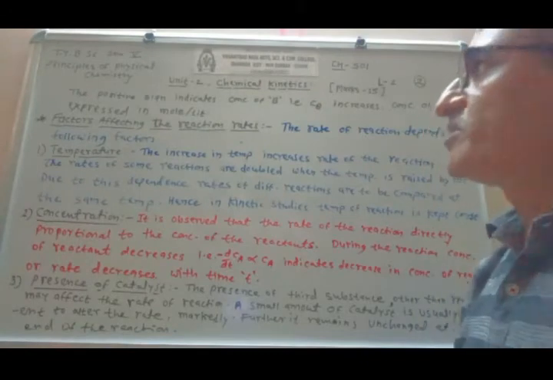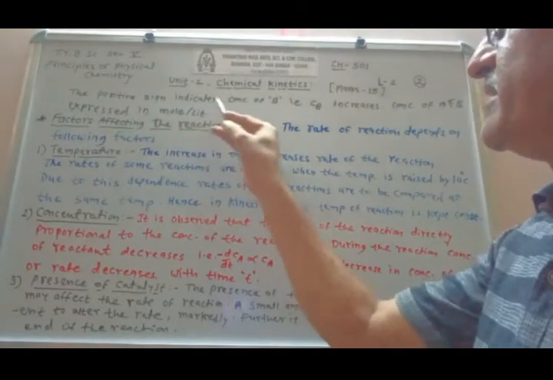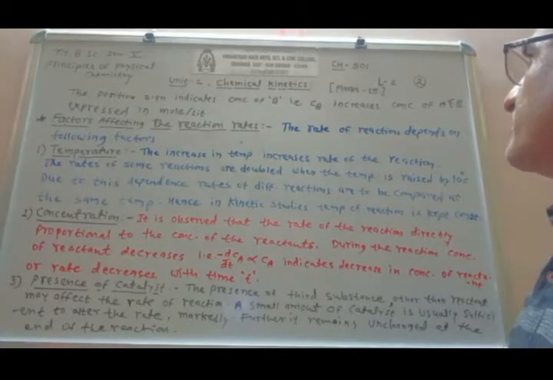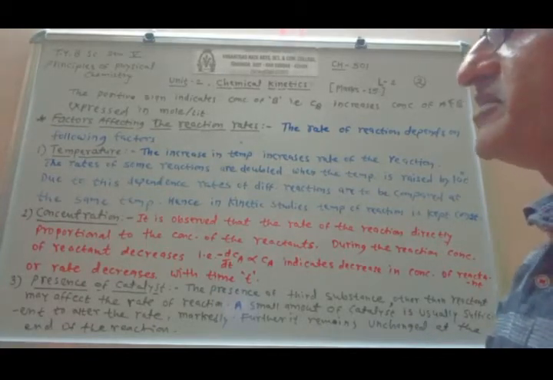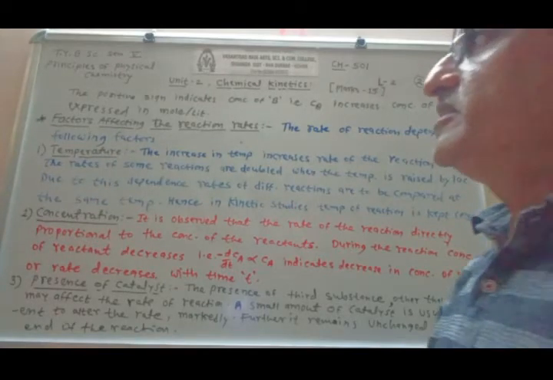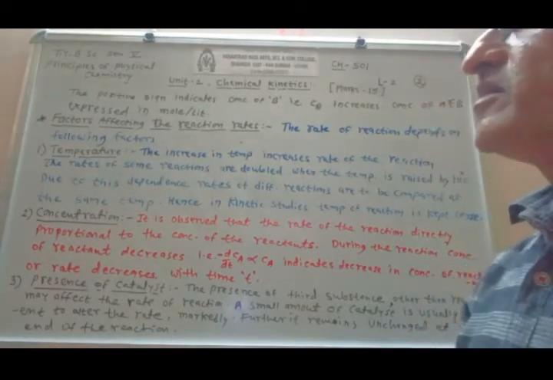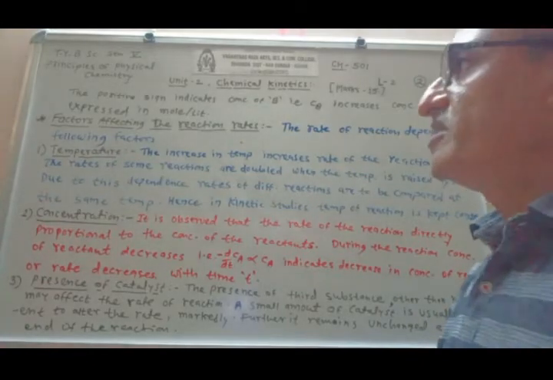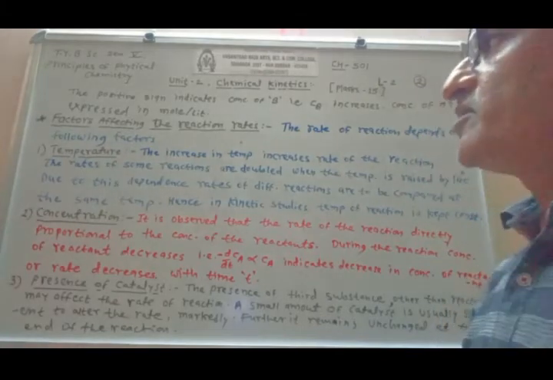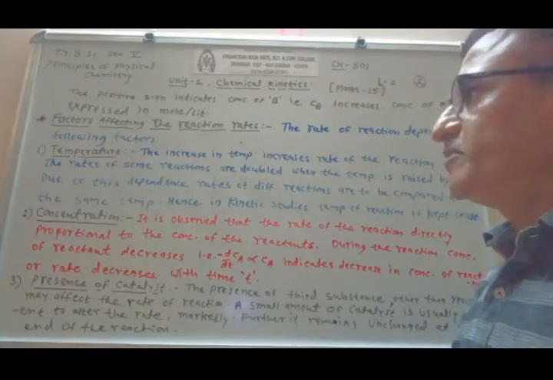The positive sign indicates that the concentration of B, that is Cb, increases. Concentrations of A and B are expressed in moles per liter. So in the rate equation, d/dt of Ca or d/dt of Cb, Ca and Cb represent the concentration of reactant and concentration of product respectively.